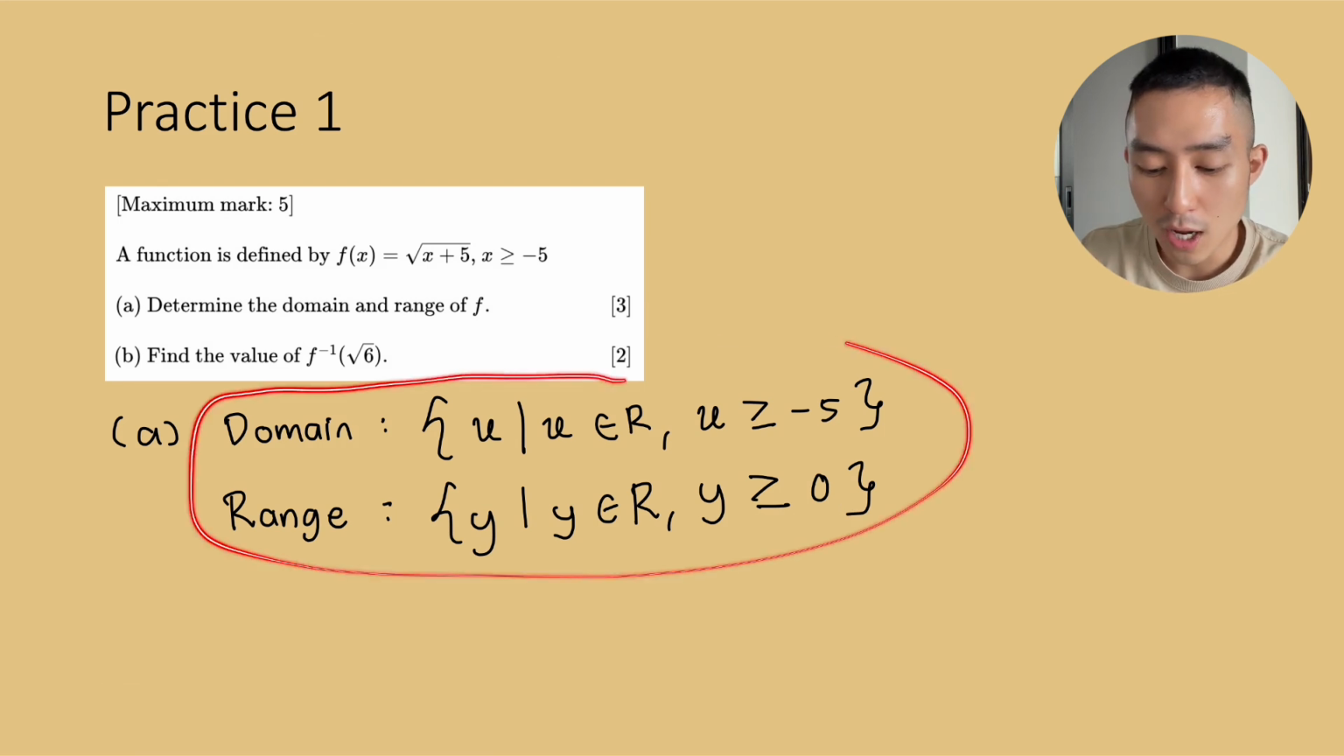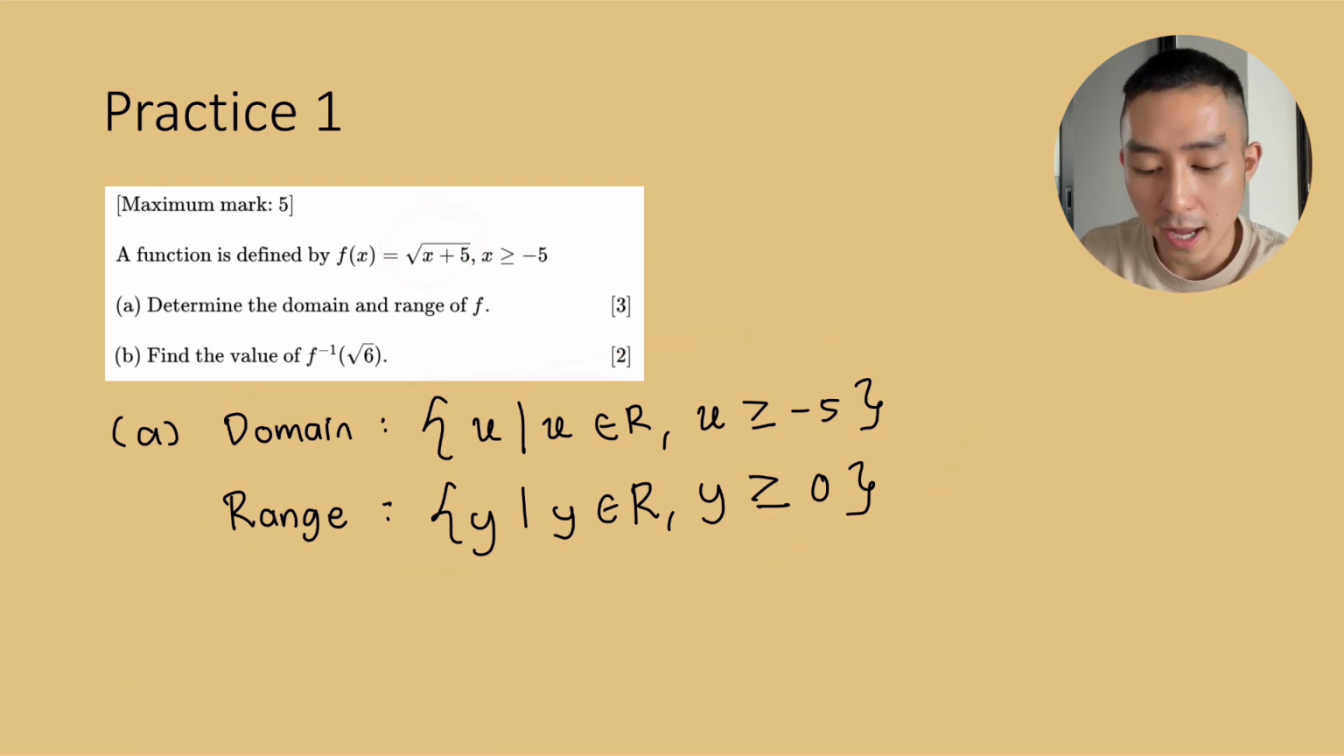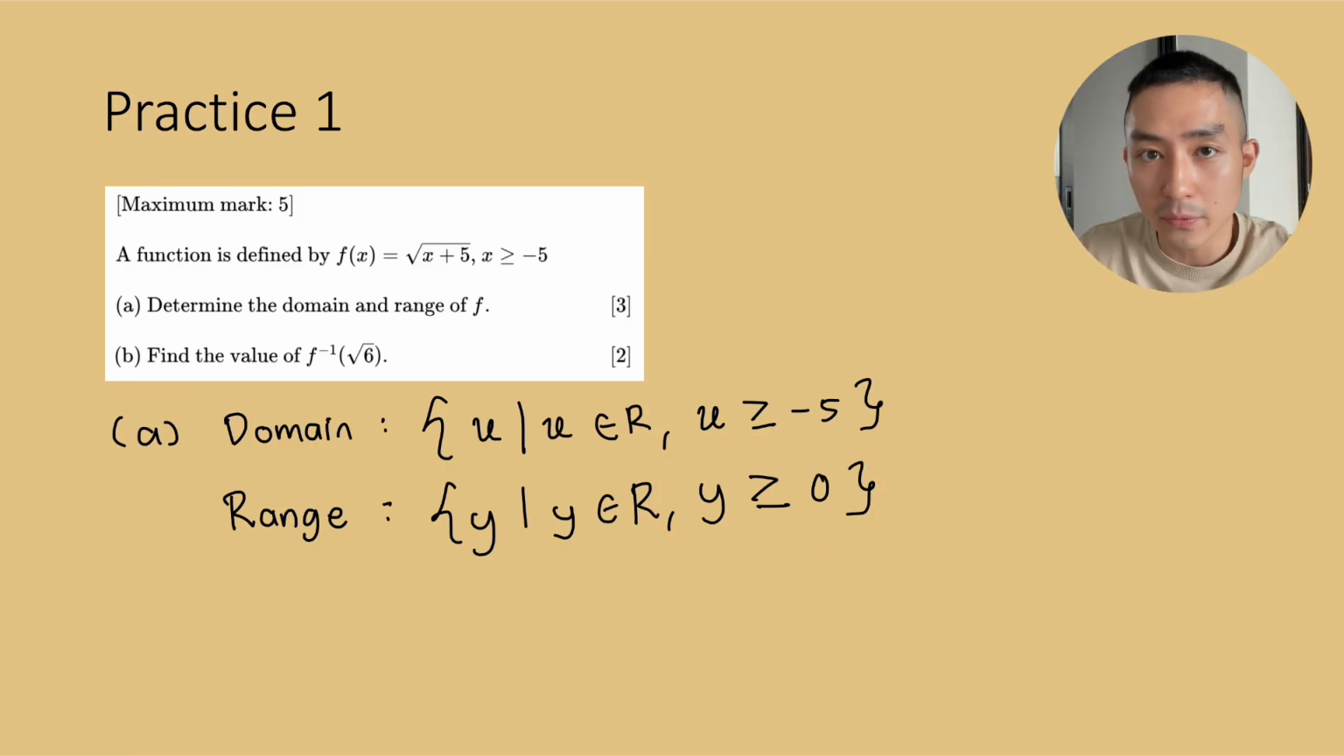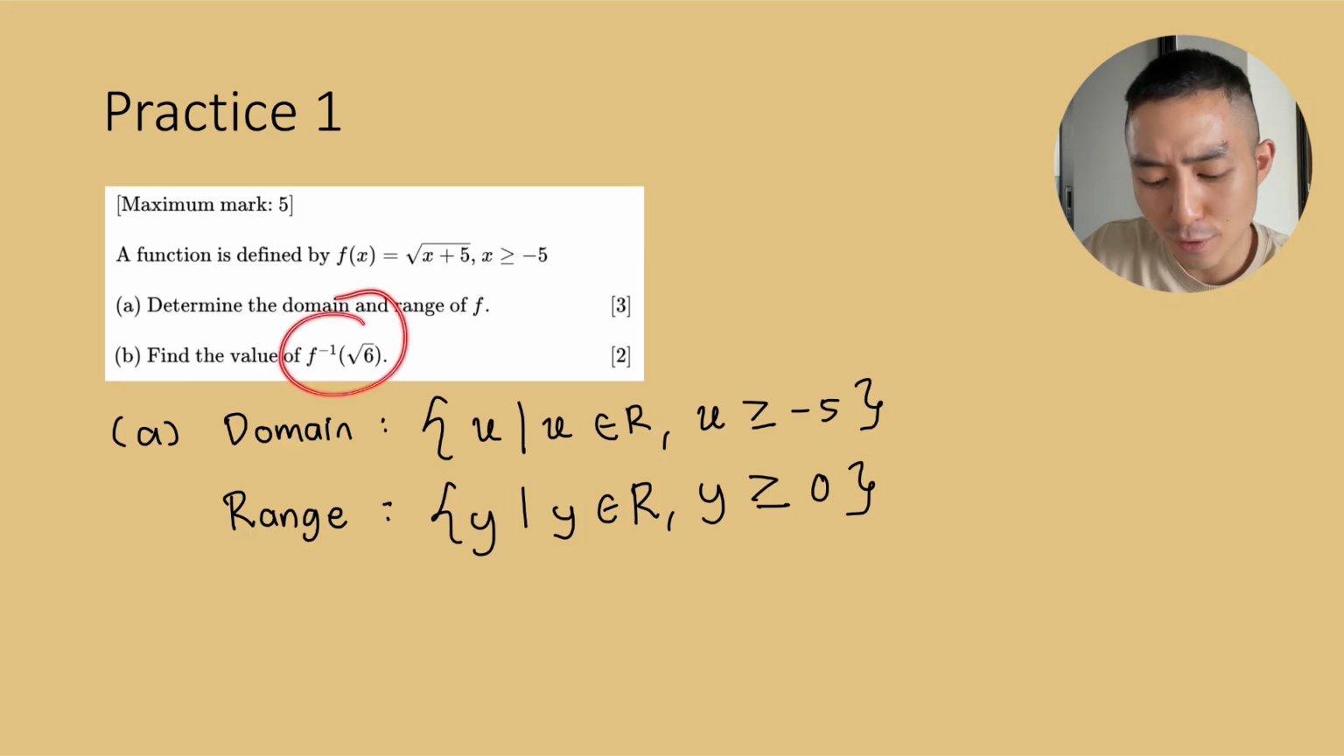If you're not sure about the properties of square root, you can input the function in your GDC and visualize it. You see the nature that it is always above the x-axis, or above y equals 0.